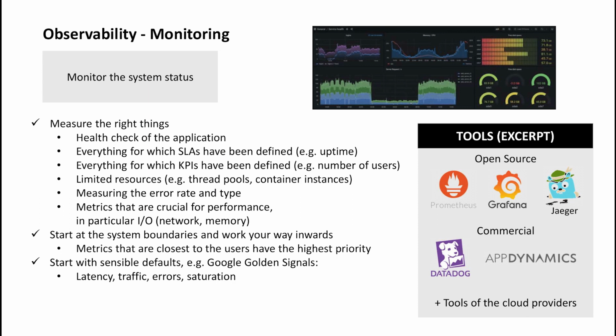These are the metrics that are closest to the users of your application. The latency at the database helps you with troubleshooting, but the latency at the web server tells you the most about the performance that the user sees.